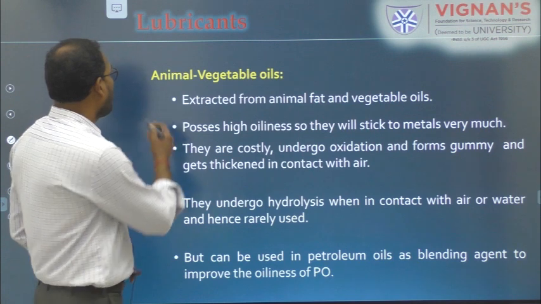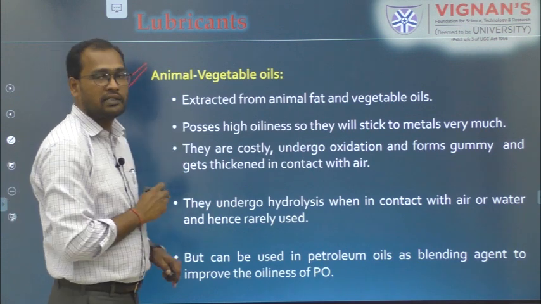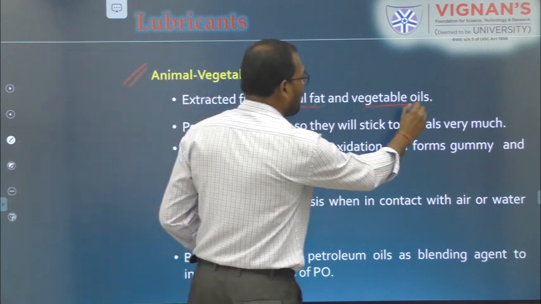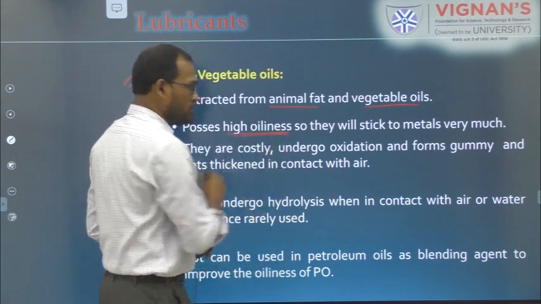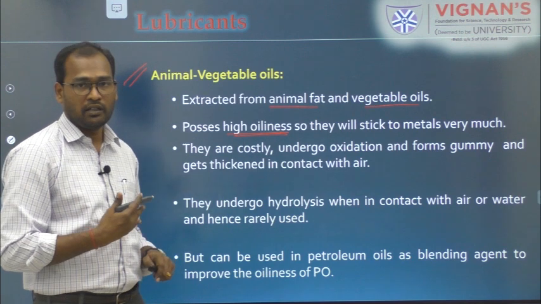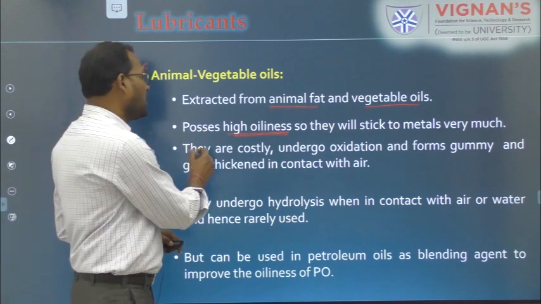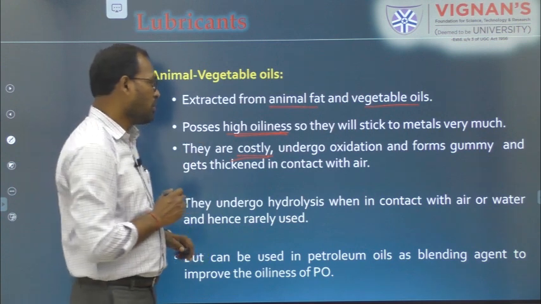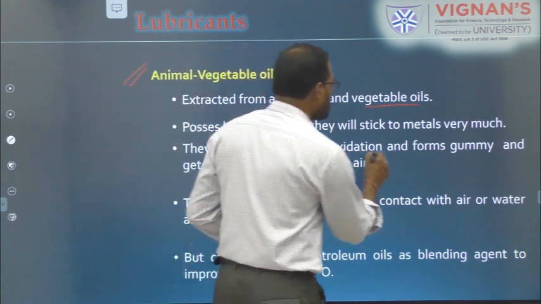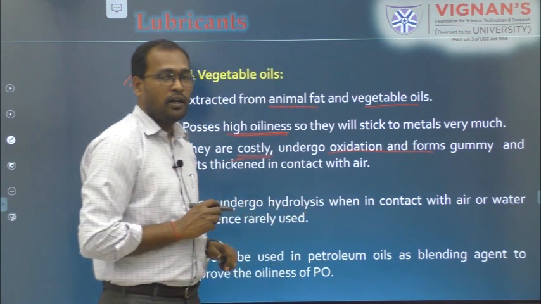The first one is animal or vegetable oils. They are extracted from animal fat or vegetable oils, and they possess high oiliness, so they stick onto the metal very fast. They are costly, which is one of the disadvantages of animal or vegetable oils, and they undergo oxidation, which is another drawback.